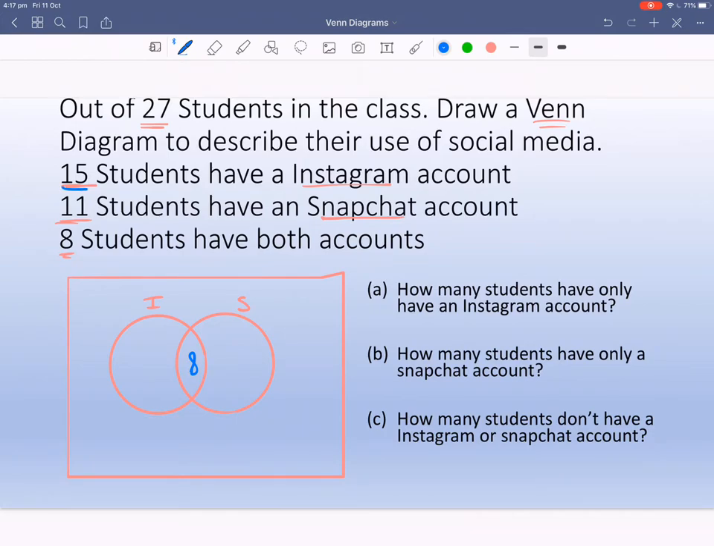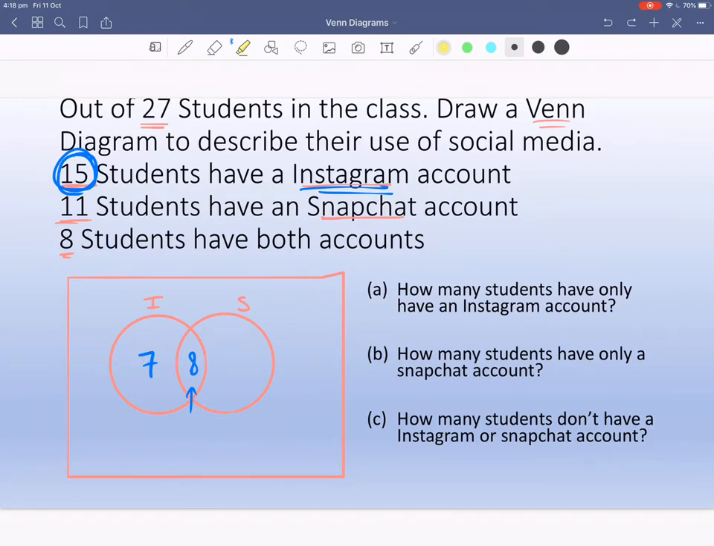This example says that there are 15 students who have Instagram. It doesn't say how many students have only Instagram. It says how many students have an Instagram account. So we have to add the 8 students, because those 8 students have Instagram. They also have Snapchat, but in this case we don't care. So 8 plus what equals 15? Well, that will be 7, because 7 plus 8 is 15. So that means that in this whole circle there are 15 students who have Instagram. So hopefully that's clear.